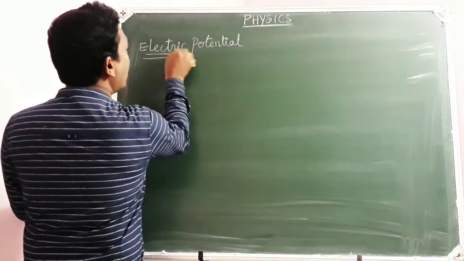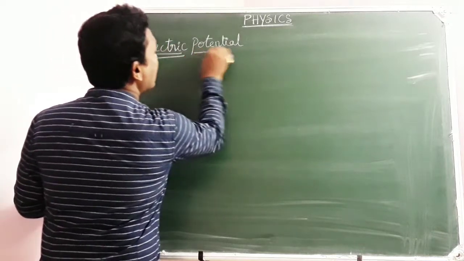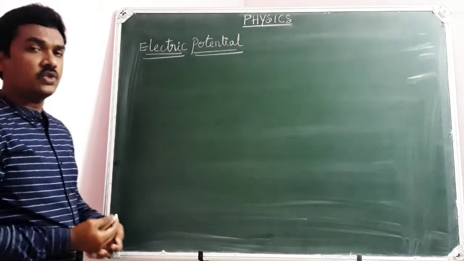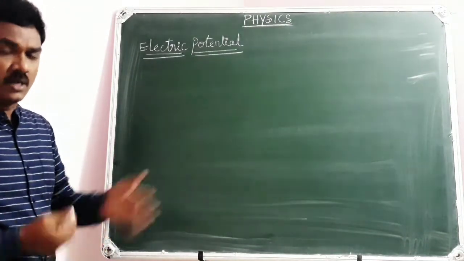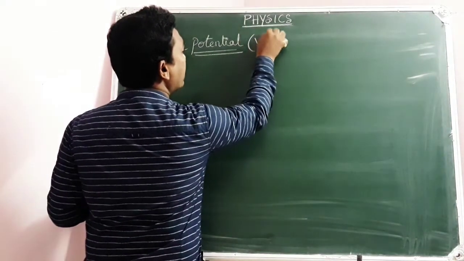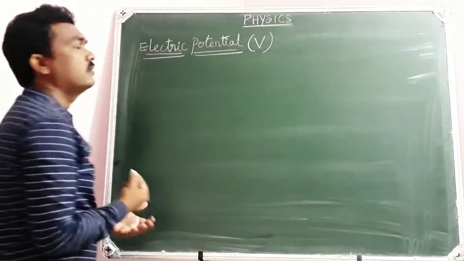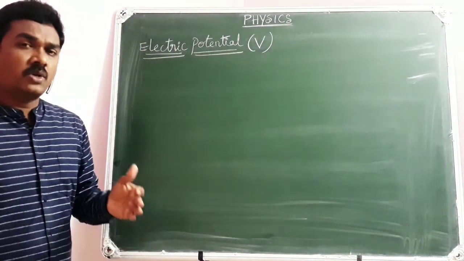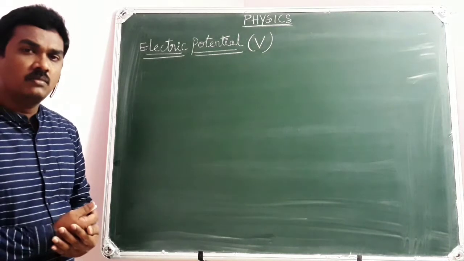Electric potential at a point in the electric field will assess the strength of the electric field at that particular point. Of course, this electric potential will be represented by the letter V, capital V. Yes, now how to define electric potential at a point?